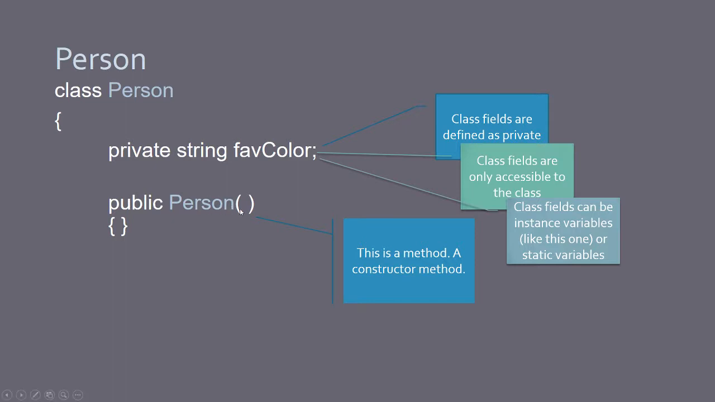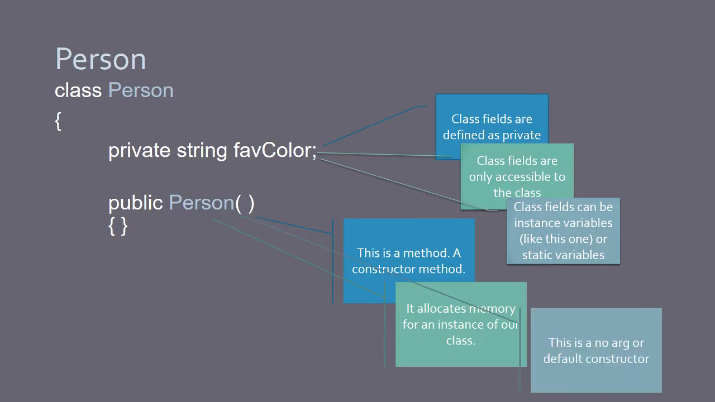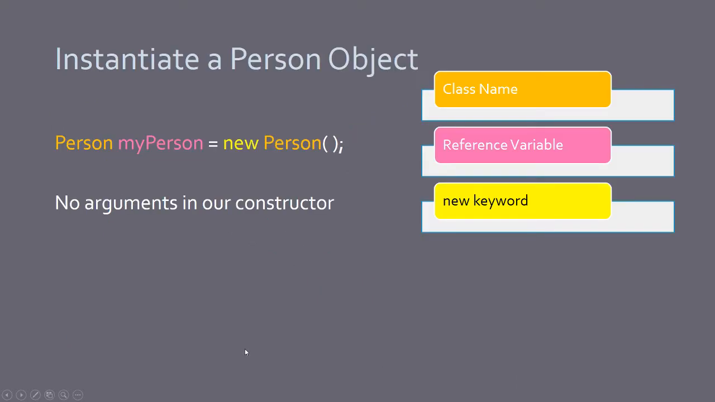Now, here's some little PowerPoint information. This actually is our constructor method, and when we run it outside of our class, it's going to create a memory location for our class. This particular constructor is a no arg or default constructor because it has no arguments within the parentheses. No parameters. And that closing curly brace ended our class.